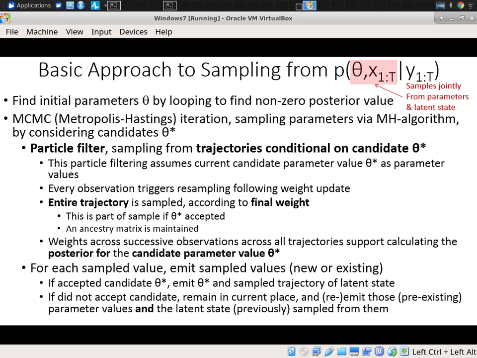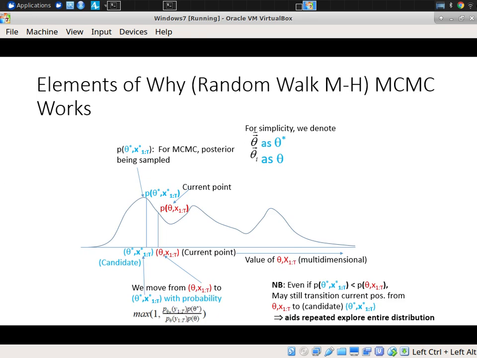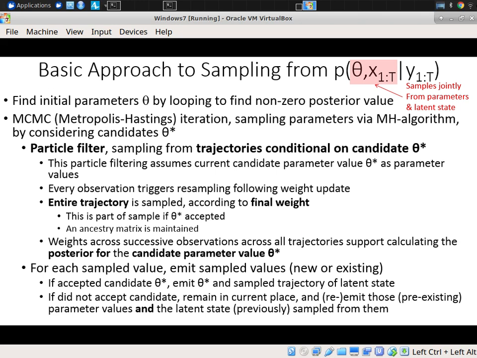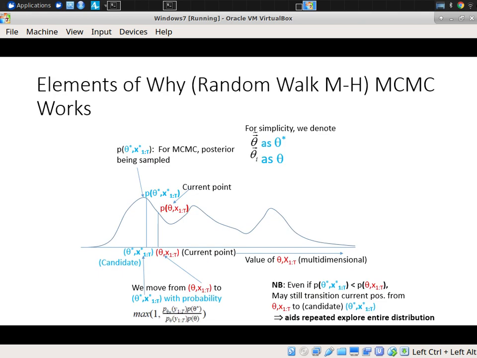The weights across successive observations, that information is not returned. It's not anything to do with this X. It's not tied up with this X anywhere. These weights across successive observations are purely used to calculate the value of P of this thing. That's the value of the posterior for this candidate value and the candidate return thing. And that depends on the weights across successive observations over all time, over all particles. But that's just used to determine this value, and then we throw it away. We're not sampling from that at all. The only thing we sampled is one trajectory, which was assuming theta star as the parameter values. It just turns out as a matter of necessity that we have to compute the posterior distribution.